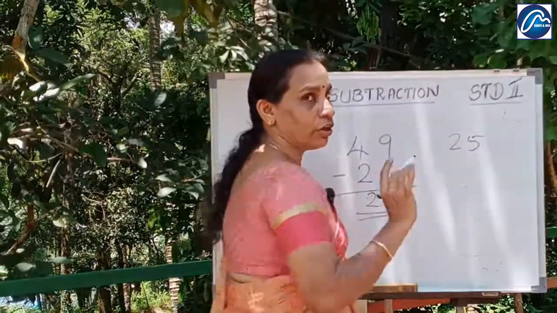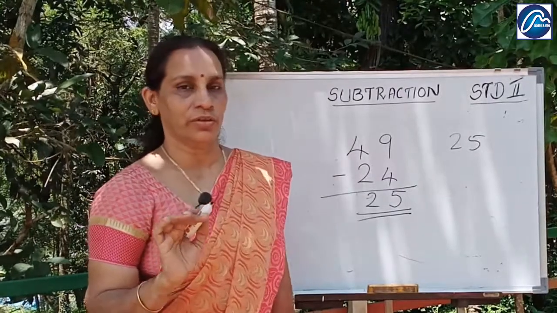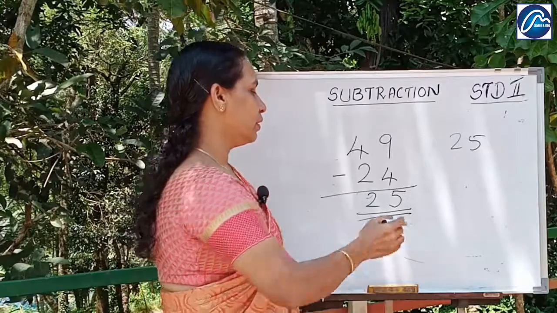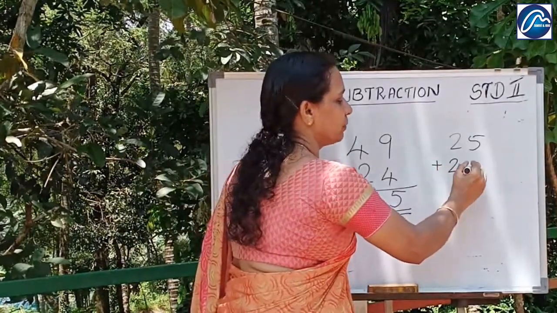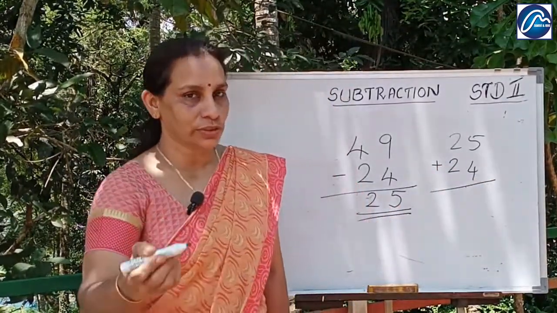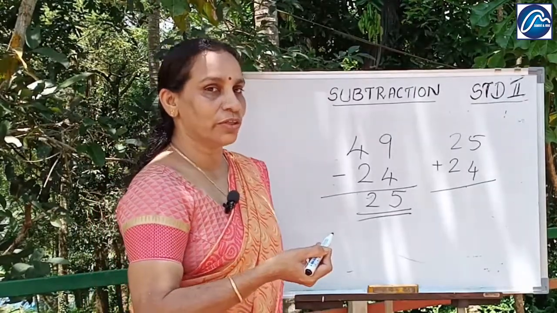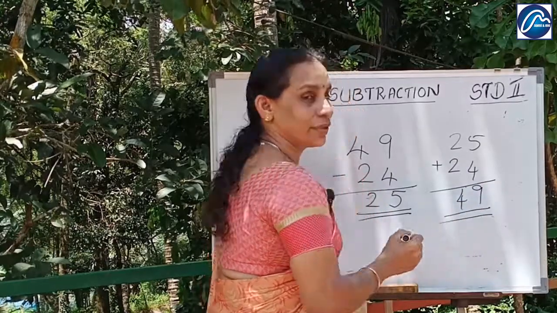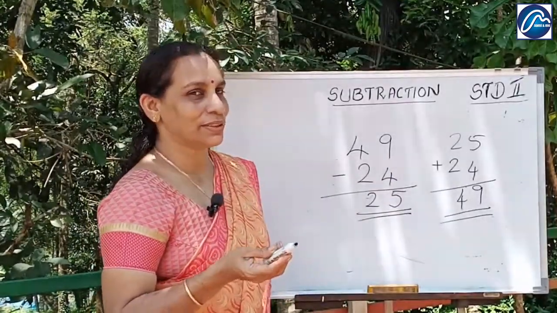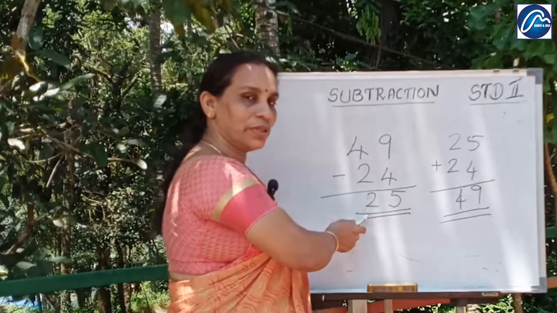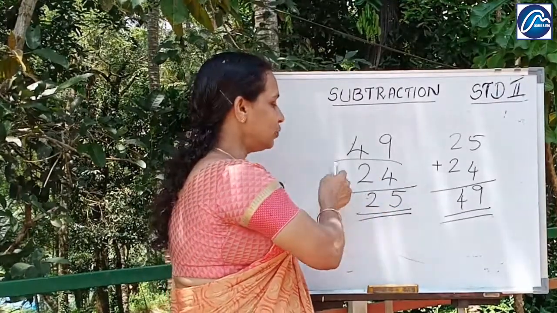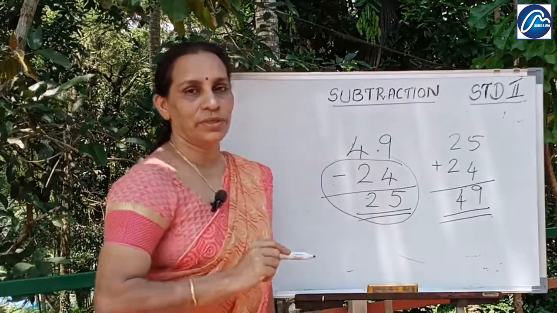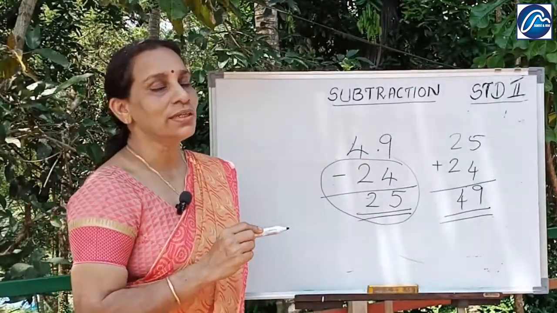25 is there. That you need not count. After 25, how much does the teacher have to get? The teacher has to get 24 crayons back. Then what will be the total number? 49. Okay, that is the magic. When you subtract a number, you will get another number. When you add these two numbers, you will get the total number. So this is the relation between them.